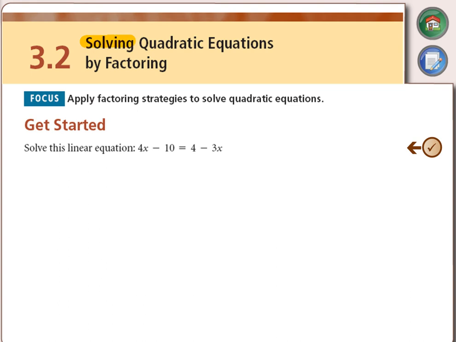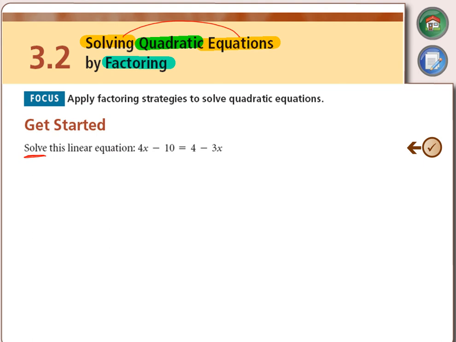First thing is solving equations. Got to see what that means. Quadratic, got to know what that means. And factoring, 3 parts. First one, let's look at solving. Solving equations is the same thing as what's in this getting started here. But this one's a linear equation.